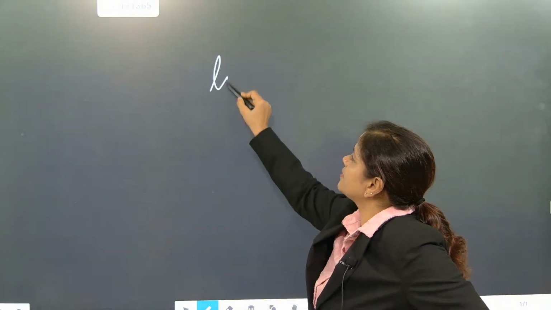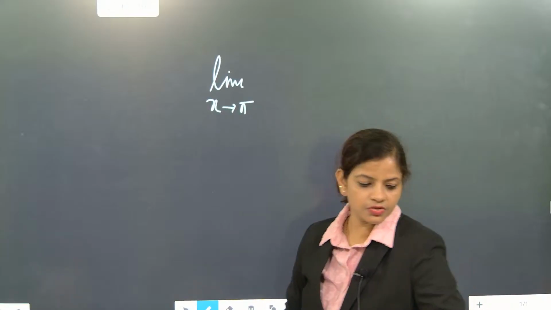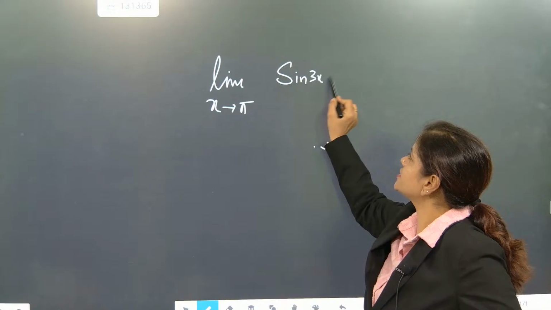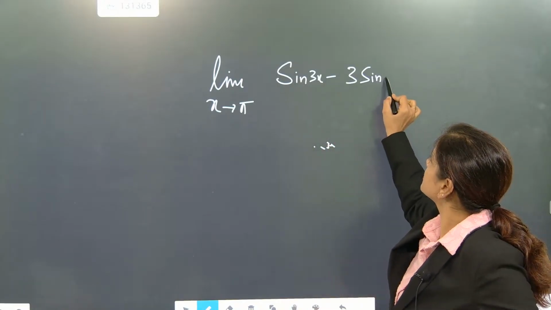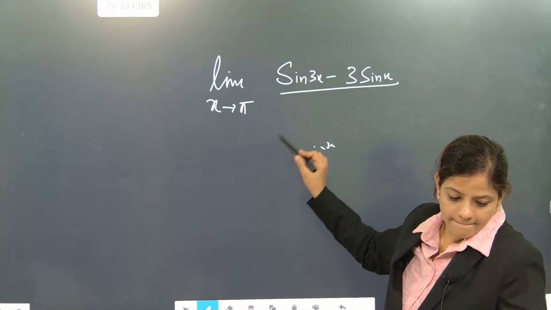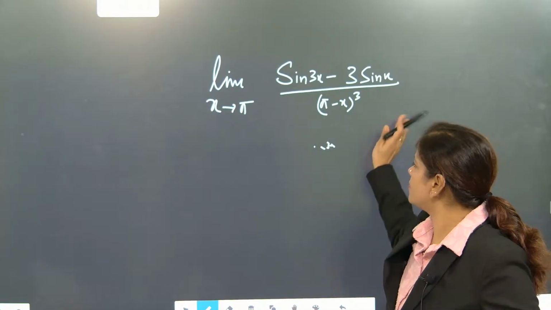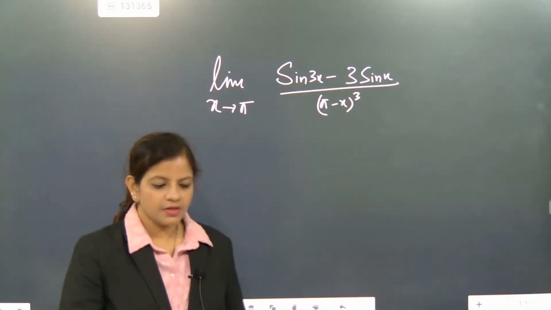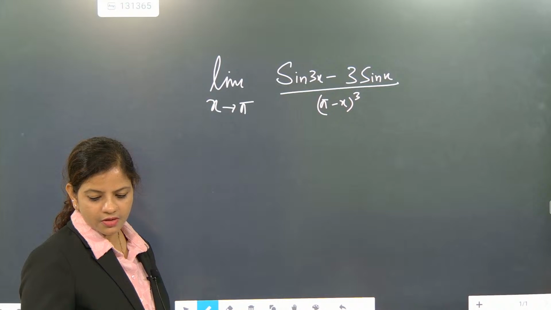So limit x tends to pi. Try this question out, Nishi. Sine of 3x minus 3 sine x by pi minus x whole cube. Come on, go for it, please. You can do it. Try at least. After that, I'll solve. Nothing to worry.